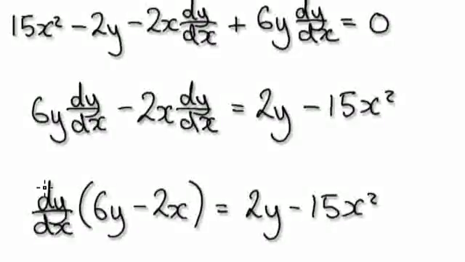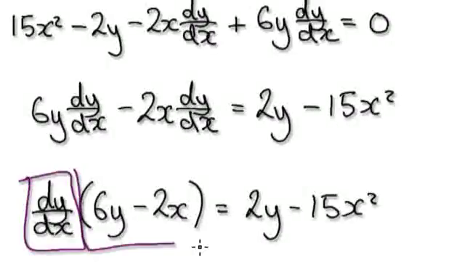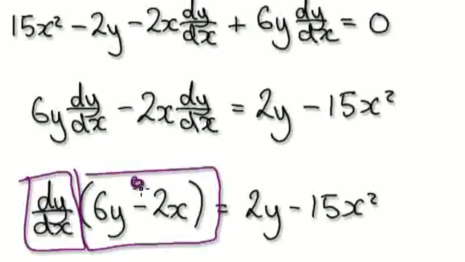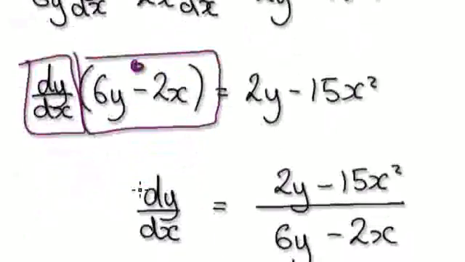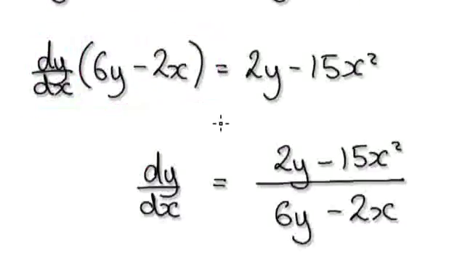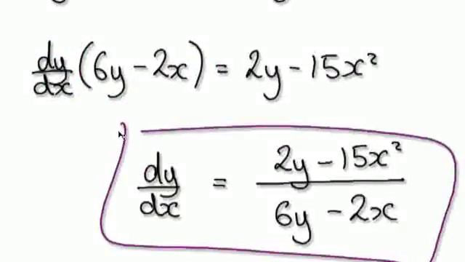That will then give you this, and now you've got this block multiplying with this block here, so divide both sides by this block. That will leave you dy by dx equals this. Okay, so this here is your answer.